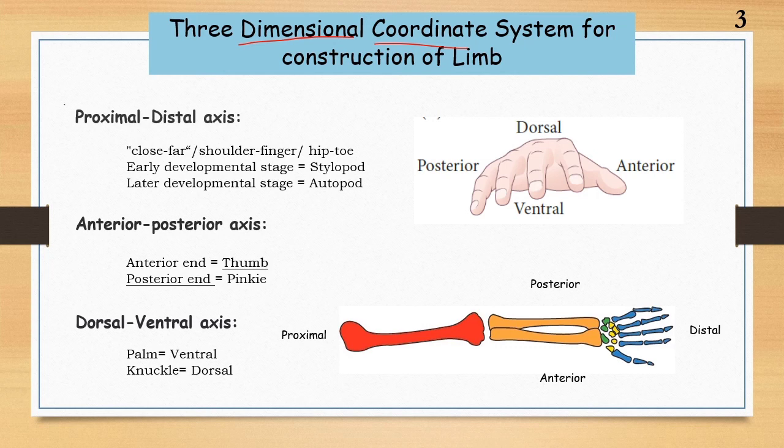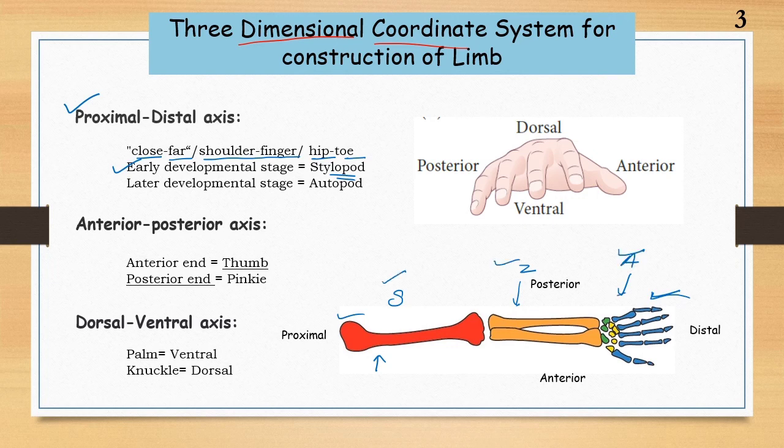The first one is the proximal-distal axis. Proximal means close and distal means far. So in the case of the hand or forelimb, it is from shoulder to finger, and in the case of the hind limb, it is from hip to toe. Close, that is this humerus bone. This humerus bone in the stylopod is closest to the human body as it is connected to the shoulder, and these fingers or digits are far from the human body, so they are on the distal side of the limb. Now, in the early developmental stage, first the stylopod is formed, then the zeugopod is formed, and at the end the autopod is formed.